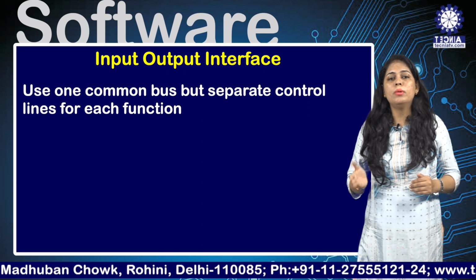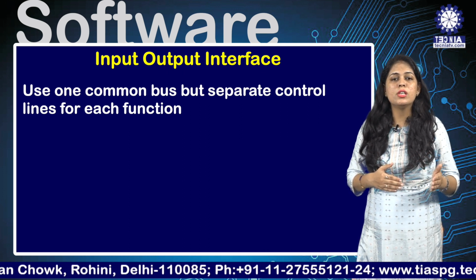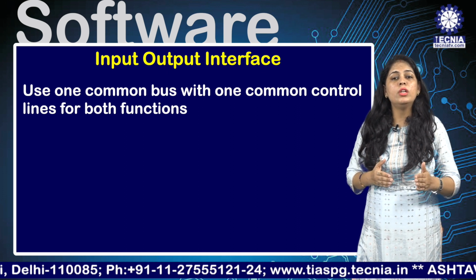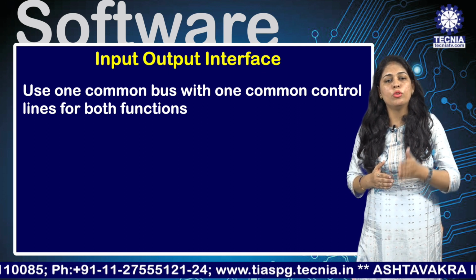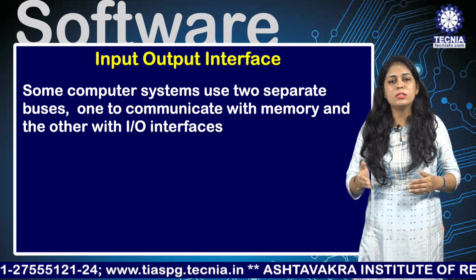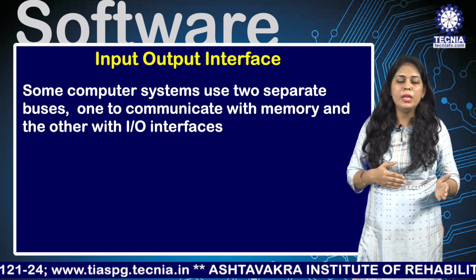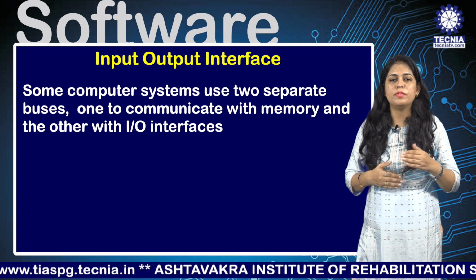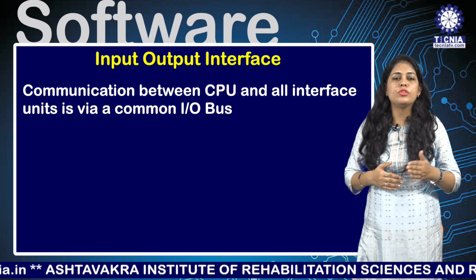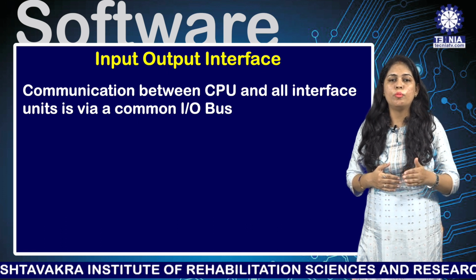Use one common bus but separate control lines for each function. Or use one common bus with one common set of control lines for both functions. Some systems use two separate buses, one to communicate with the memory and the other for the input-output interface. Communication between the CPU and all interface units is via a common input-output bus.